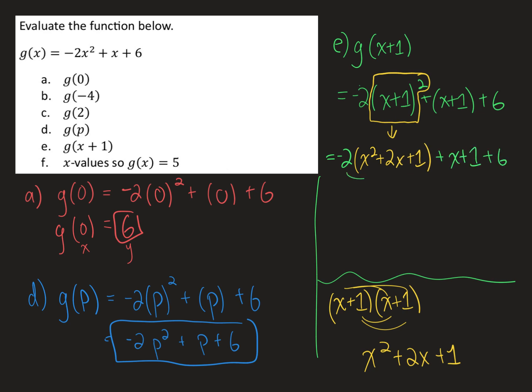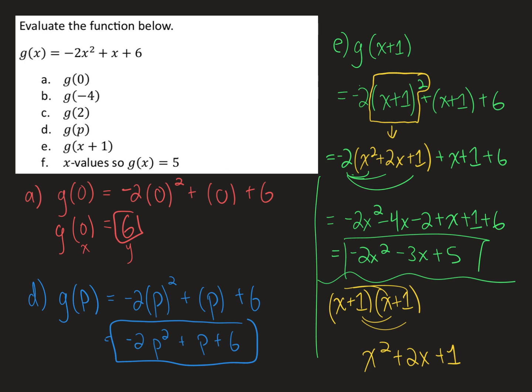Then you can see to make the distribution here and get negative 2x squared minus 4x minus 2 plus x plus 1 plus 6. And then combining any and all like terms that you're allowed, negative 2x squared minus 3x plus 5. So there's the answer for part E. And I'll take a look at part F on the next slide.